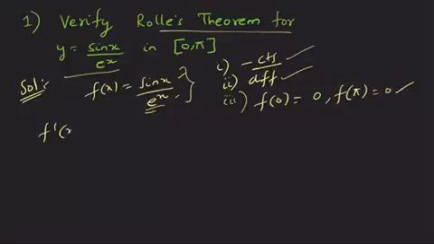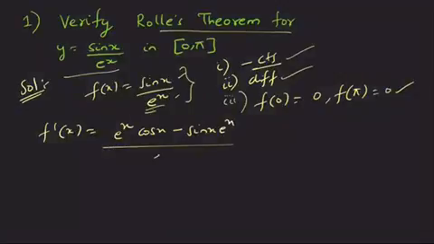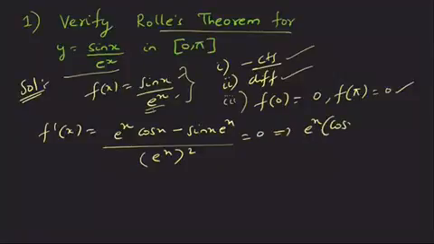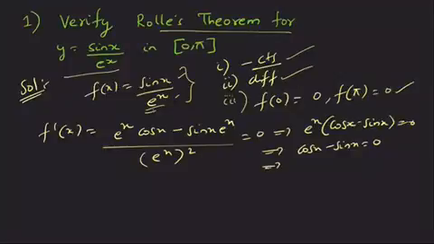So, I am computing f dash x. It is e power x into cos x minus sin x into e power x, by e power x whole square. I have used the quotient rule to compute the derivative of the function. Now I am equating it to 0, so I would get e power x into cos x minus sin x is 0. So basically this would lead me to cos x minus sin x equals 0, or tan x equals 1.